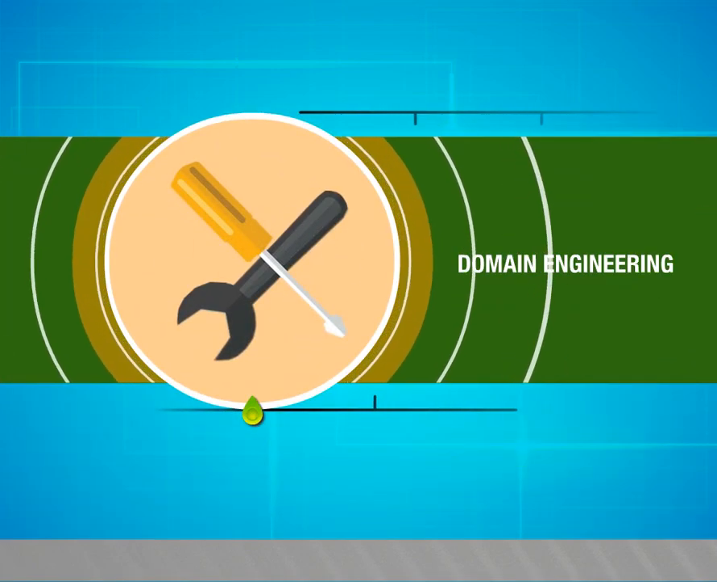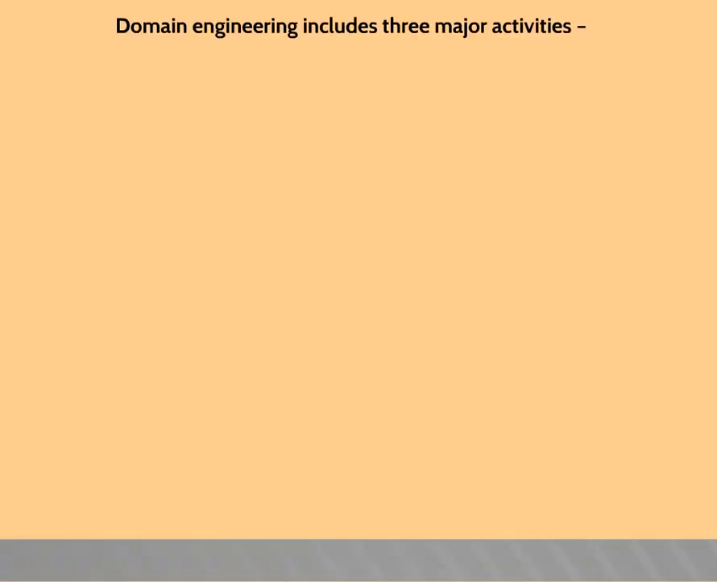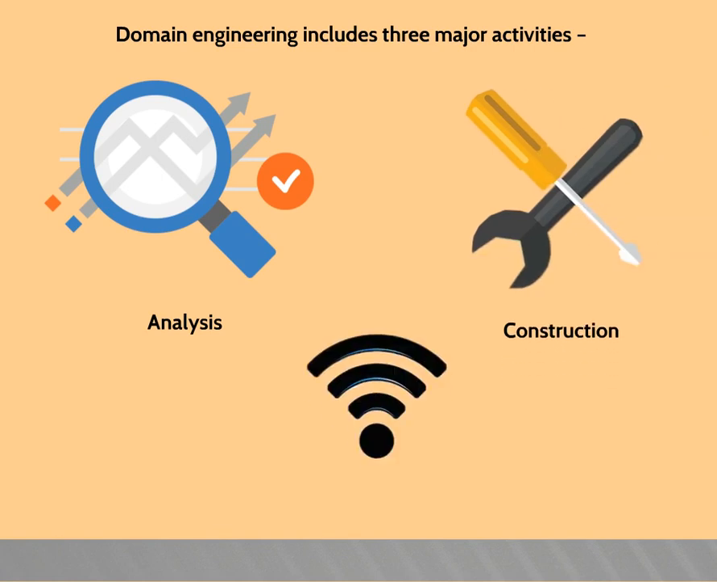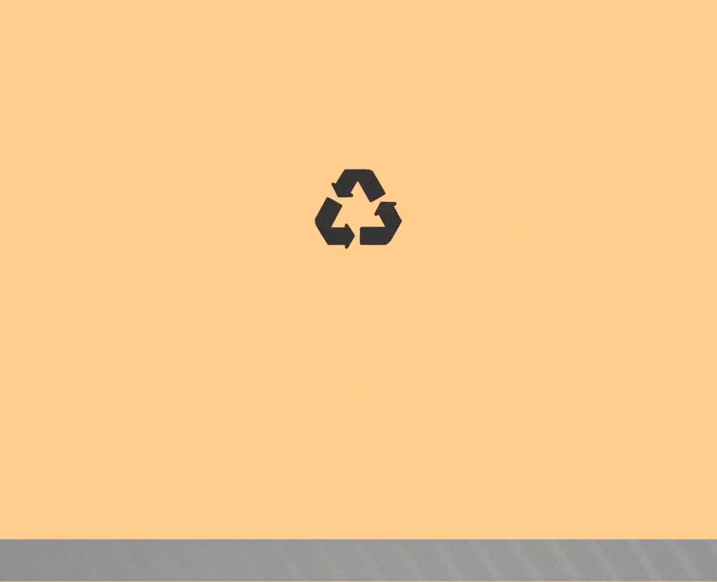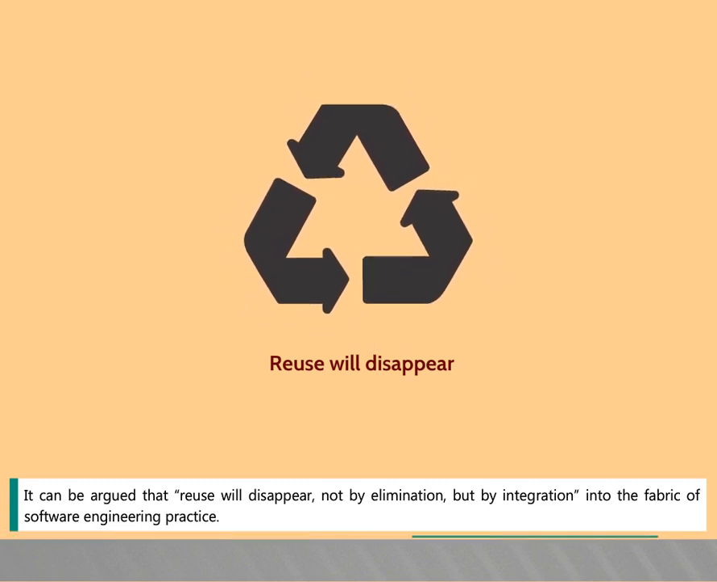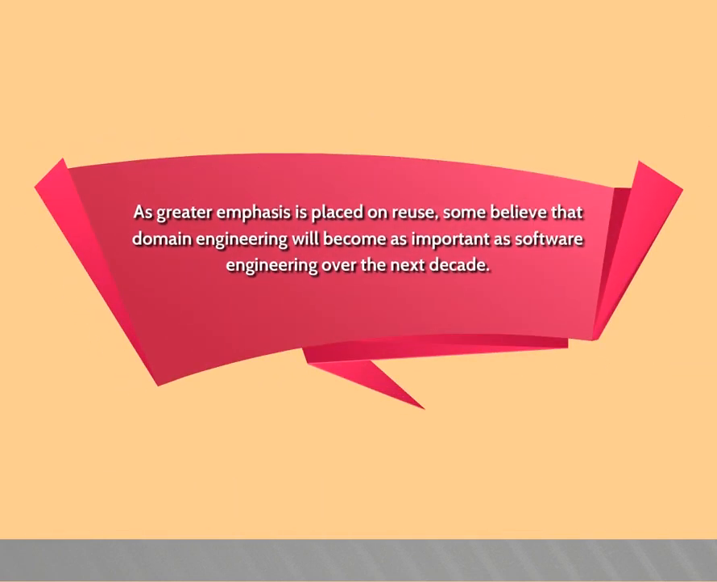Domain engineering. In this video, we are going to see about domain engineering. Domain engineering includes three major activities: analysis, construction, and dissemination. It can be argued that reuse will disappear not by elimination but by integration into the fabric of software engineering practice. As greater emphasis is placed on reuse, some believe that domain engineering will become as important as software engineering over the next decade.